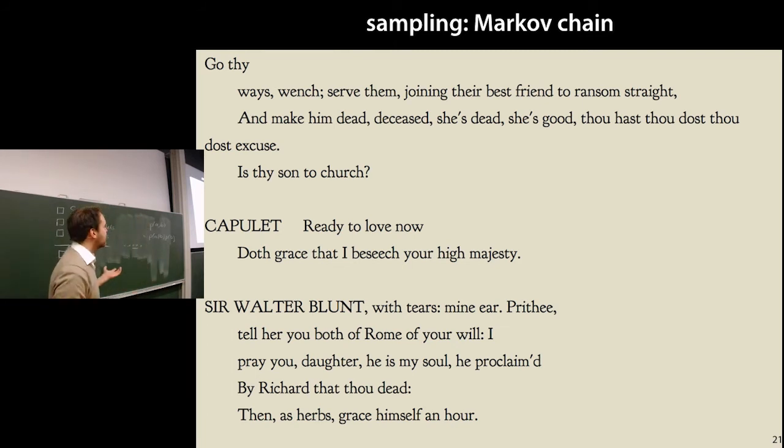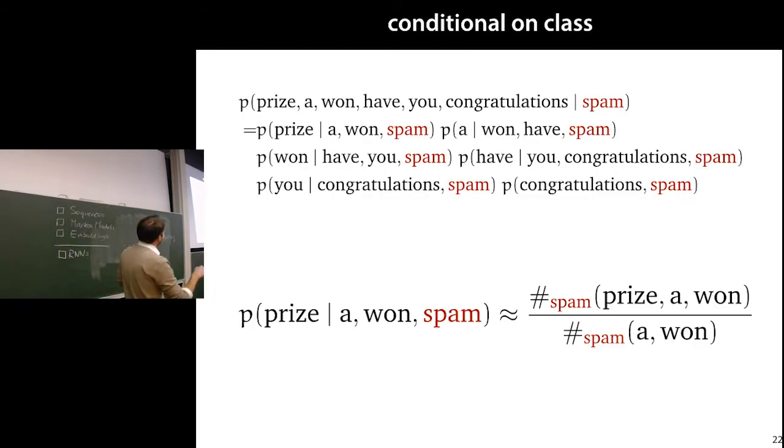But I sort of ignored this conditioning on a class. If you have something like a spam classification task, you're not looking for the probability of the sentence as is. You're looking for the probability of the sentence given that the class is spam, and the probability of the sentence given that the class is ham.